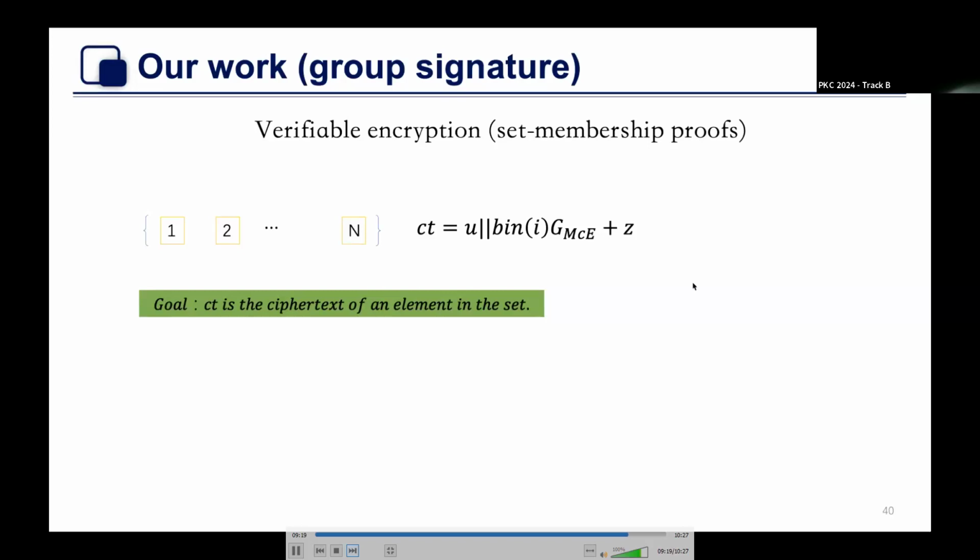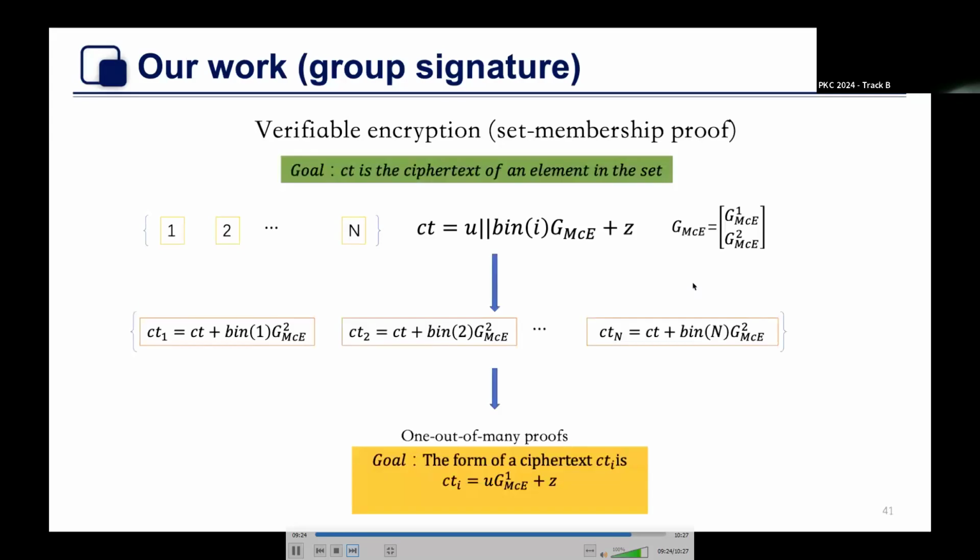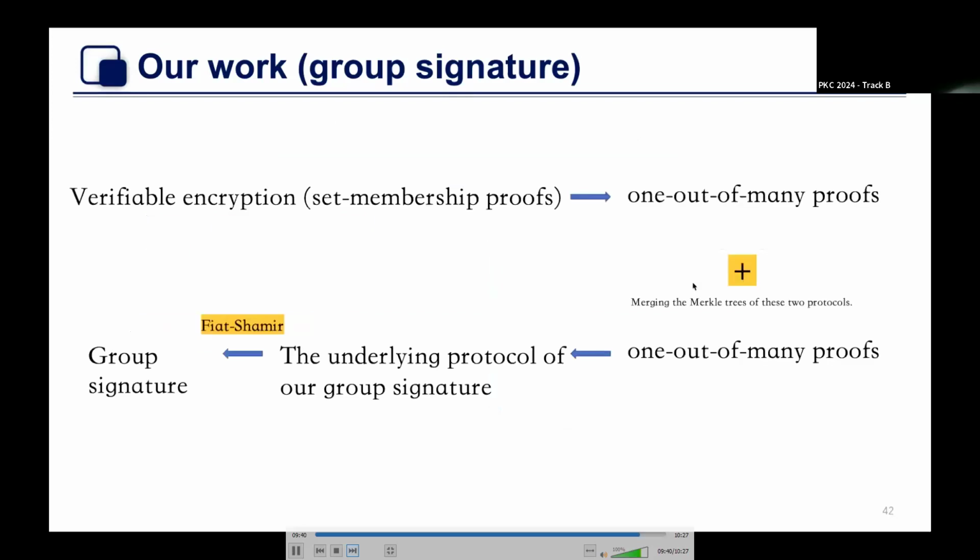To realize the second layer, that is proving that a ciphertext CT of the form McEliece encrypts some i in a set from 1 to n, we generate the following set using CT. Then we prove that some element in the set is an instance of the GSD problem. This is a one-out-of-many proof. Combining the one-out-of-many proof of the second layer with the one-out-of-many proof of the first layer results in the underlying protocol for a group signature scheme.